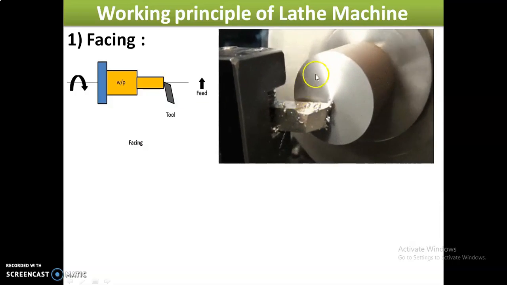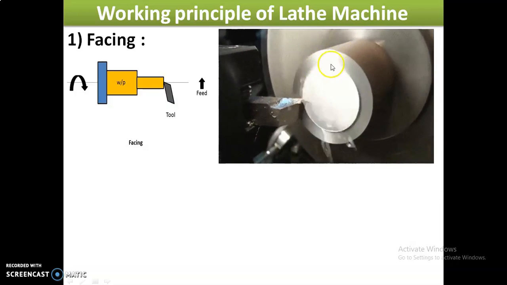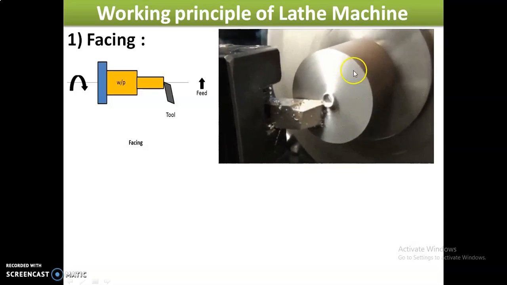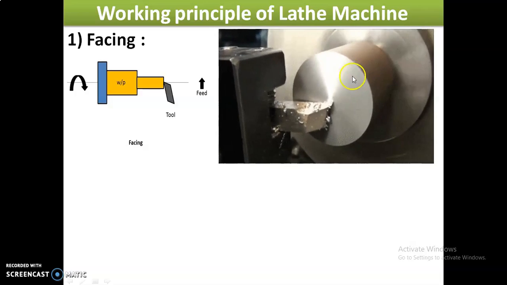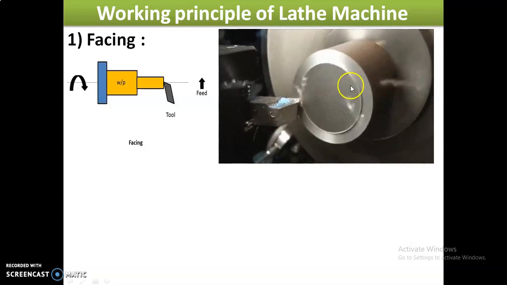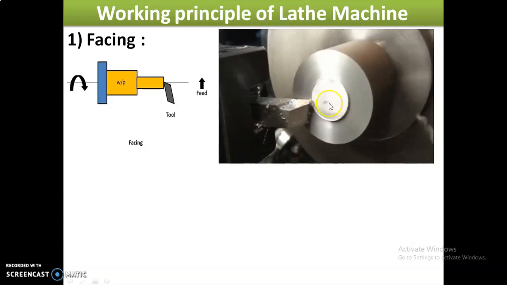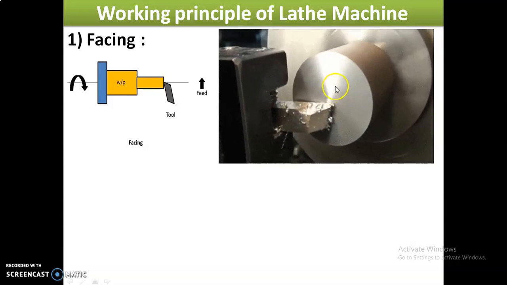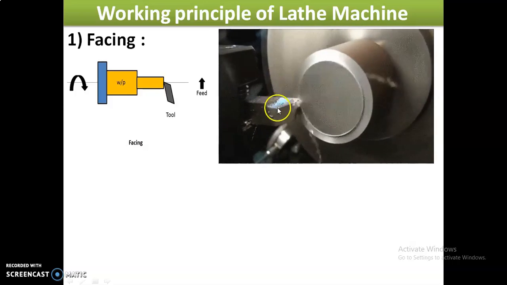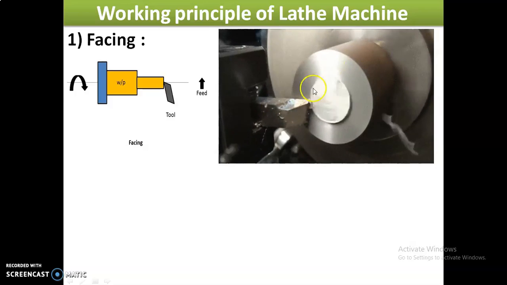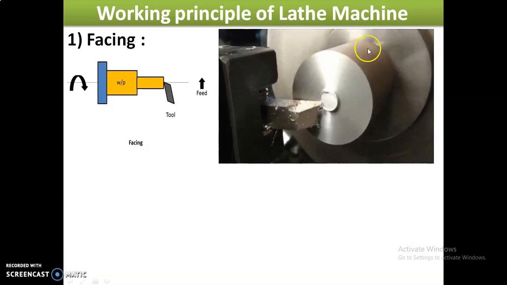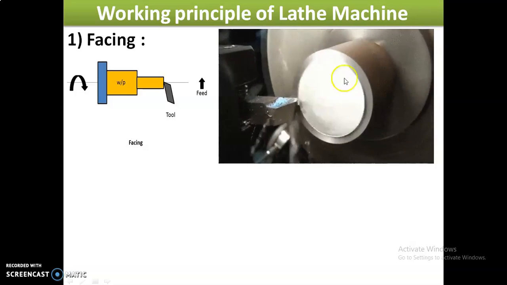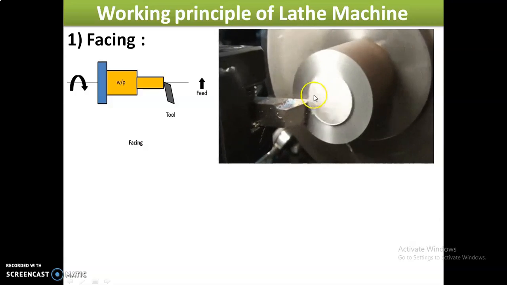Facing is the machining operation that is done to produce flat surfaces at the ends of the workpiece. This operation is performed by feeding the cutting tool perpendicular to the axis of the workpiece. See here, this is a cutting tool and this is a workpiece. We feed the cutting tool perpendicular to the axis of the workpiece, so we can get the flat surface.